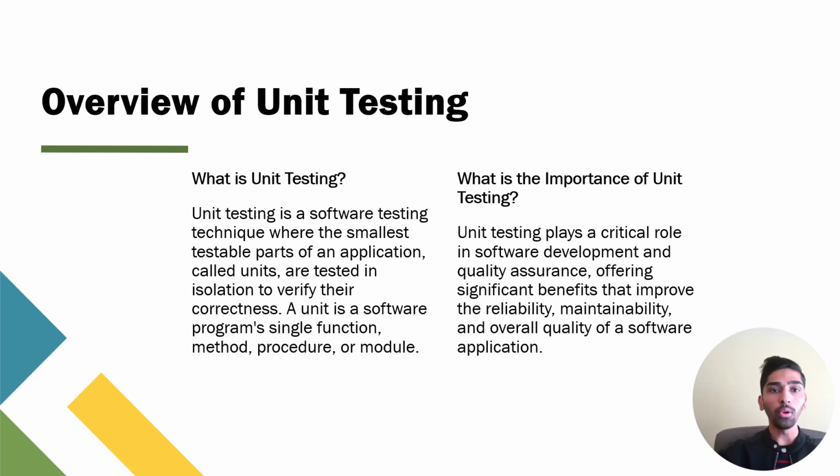What is the overview of unit testing? The overview of unit testing explains what unit testing is. Unit testing is a software testing technique where the smallest testable part of an application, called a unit, is tested in isolation to verify its correctness. A unit is a software program, single function, method, procedure, or module.